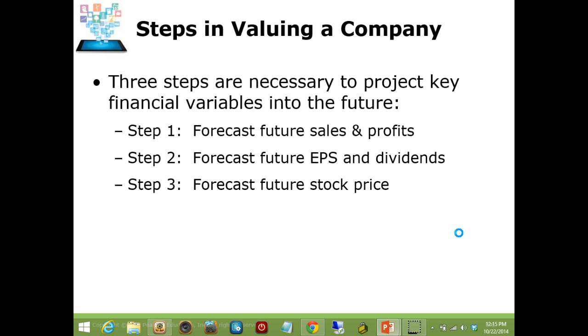A lot of things you can assume are going to have the same relationship: cost of goods sold, selling expenses, to the amount that they sell. So that gives you a really good idea of what next year's profits are. From that, you can estimate your earnings per share, just dividing by the amount of outstanding shares. And then you can forecast the stock price.